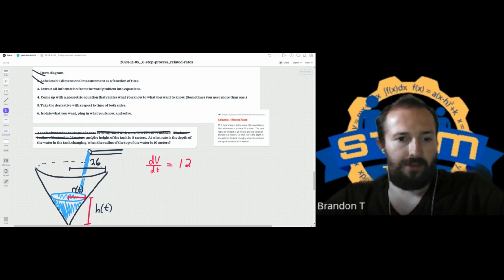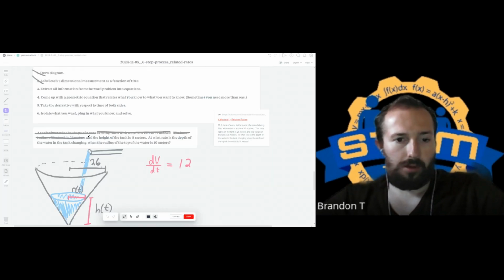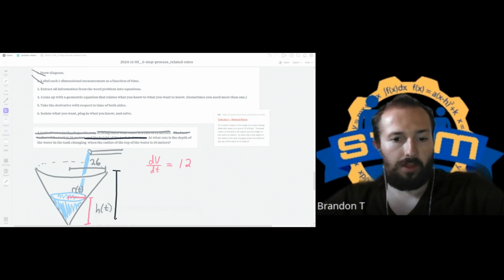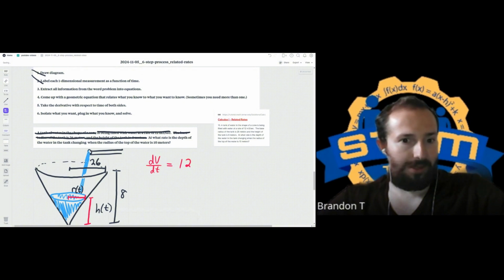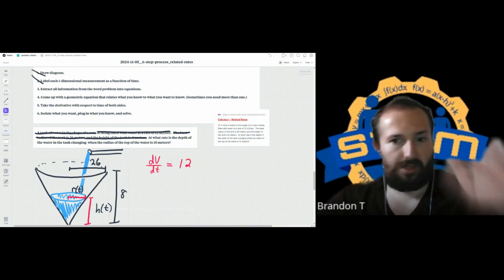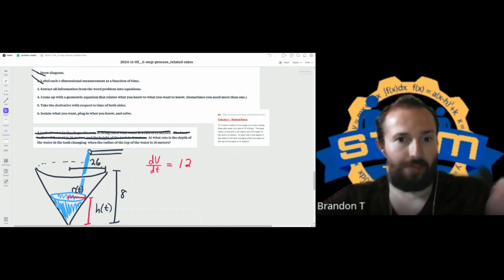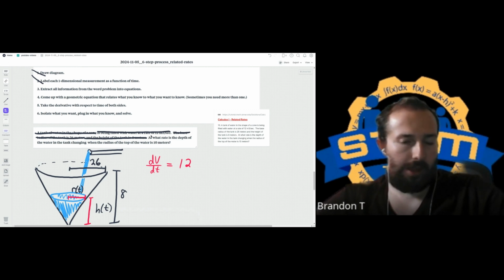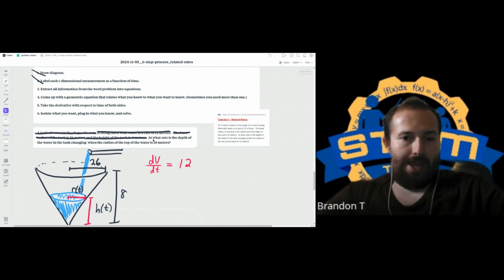That's good. Then they're saying the height of the tank is 8 meters. So the way I would do that, I'll label the diagram. This thing equals 8. And again, the way I drew it, it doesn't look like that. Obviously, 8 should be way smaller than 26. So this is actually a much wider cone in reality. It doesn't really matter. Geometrically, we'll get the right answer even if we didn't draw it perfectly to scale.